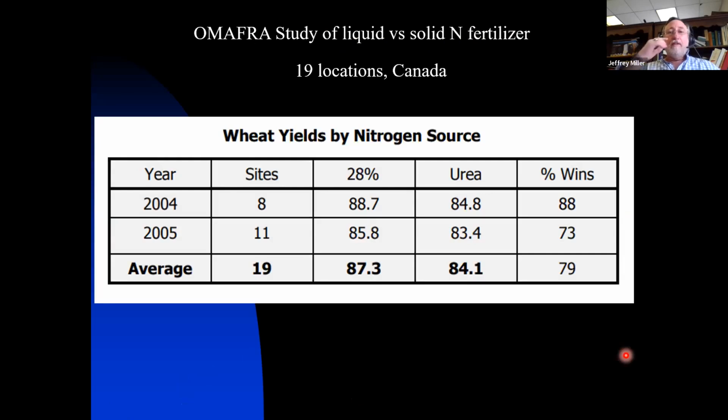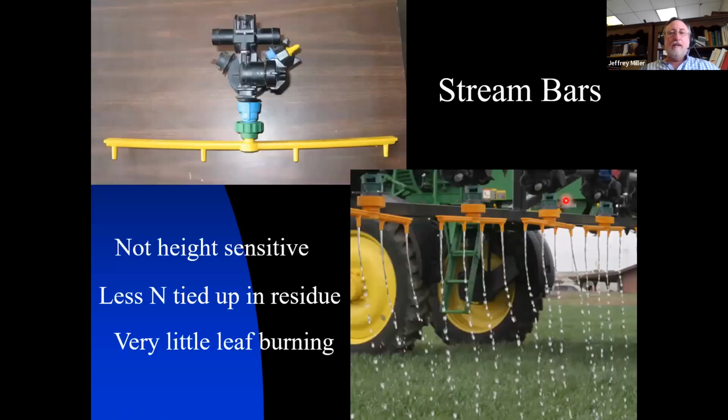We talked about the fact that source is also important in production. This is just one study, OMAFRA in Canada, 19 different locations looking at liquid nitrogen versus solid nitrogen applied at the same rate of nitrogen. You have the liquid, 28%, and you have the yields from urea, the solid fertilizer source. Again, same nitrogen rates, consistently higher yields for the liquid that's being applied. And you can look up many studies that show the same thing.